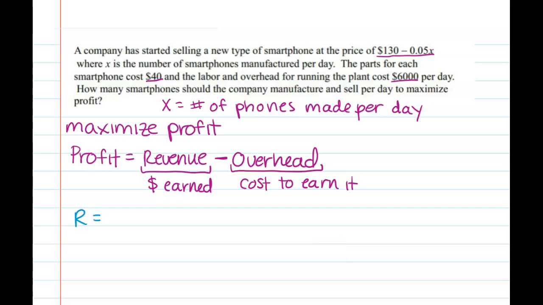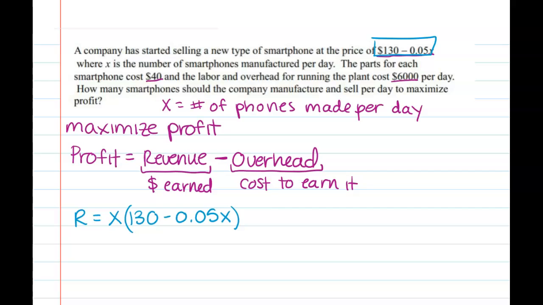the money we make, is 130 minus 0.05x, and we make that for each phone we make. So that's the price of each phone. And how many phones are we making? Well, x. So if you sell 100 phones, you'll make 100 times 130 minus 0.05 times 100.